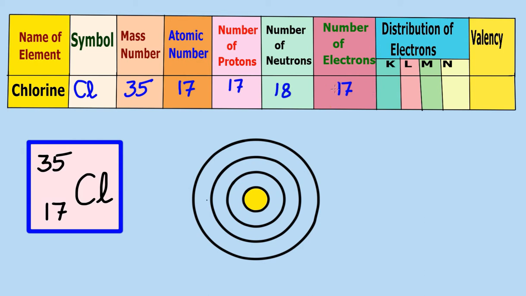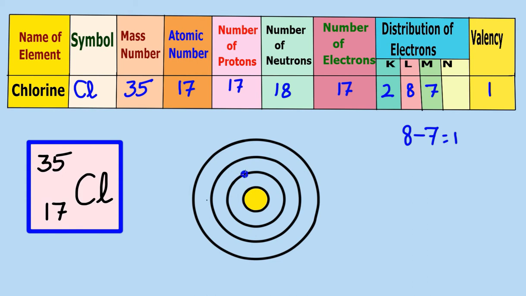How are the 17 electrons distributed here? 2 in K shell, 8 in L shell and 7 in M shell. And now what is its valency? It has 7 electrons in its outermost shell. So 8 minus 7 is equal to 1. So its valency is 1.